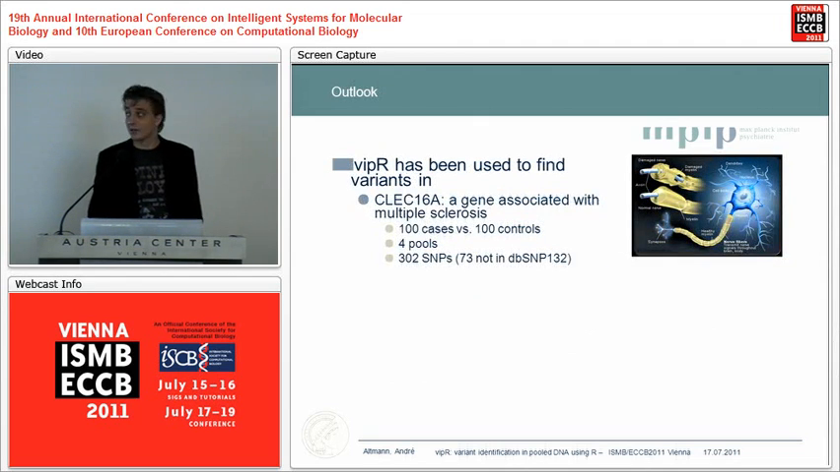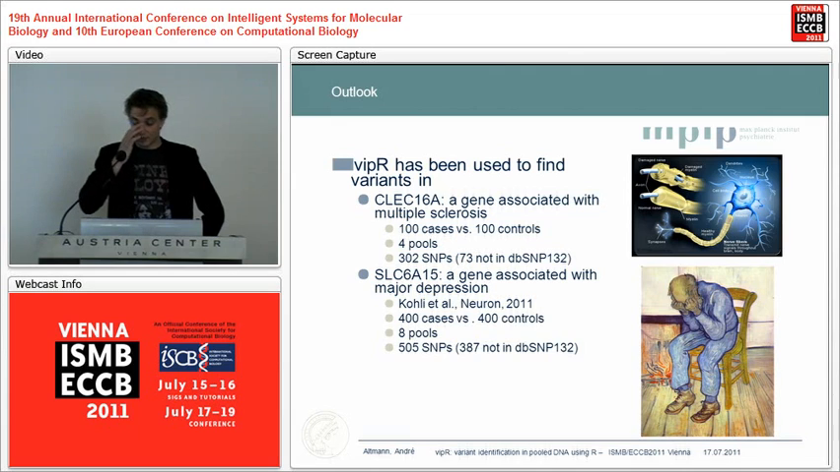Here is a brief outlook on what is coming up next, or what we're using it for. We're now studying a gene, CLEC16A, which is associated with multiple sclerosis. It is a disease where the insulation of your neurons is dissolving and causes pretty severe effects. It's studied in 200 samples, 100 cases and 100 controls, in 4 pools. And we found 300 SNPs, of which 73 are not in SNPDB.